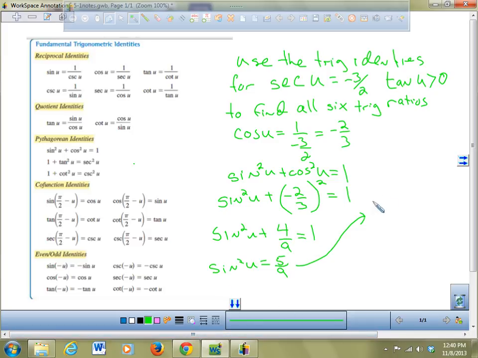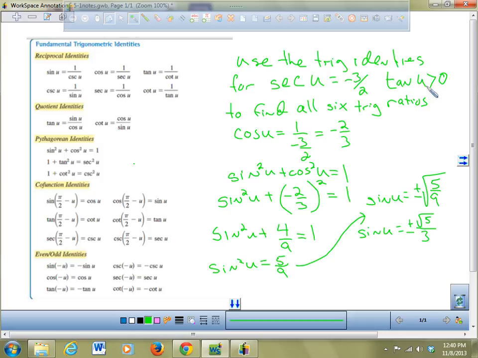So then that means that sine of u is equal to plus or minus the square root of 5/9. Whenever you take a square root, this can be rewritten as sine of u is equal to plus or minus the square root of 5 over the square root of 9. What's the square root of 9? 3. So sine of u is equal to plus or minus the square root of 5 over 3.